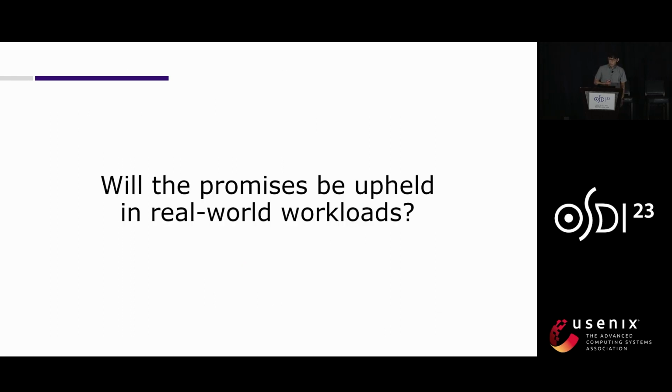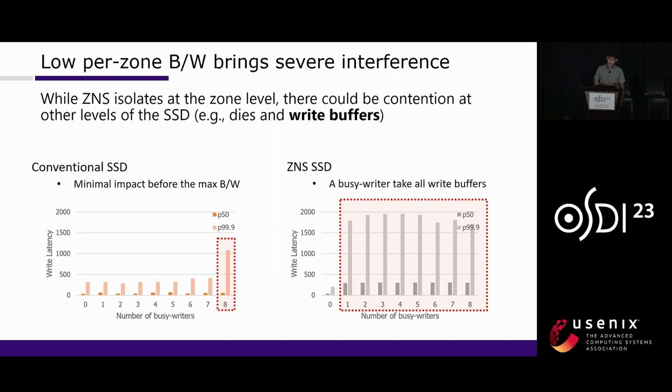However, will the promises be upheld in real-world workloads? Unfortunately, our observations revealed that ZNS lacks sufficient consideration for resource contentions. ZNS SSD can experience severe interference due to congestion on the die bandwidth. In addition, the write buffer becomes a new congestion point.